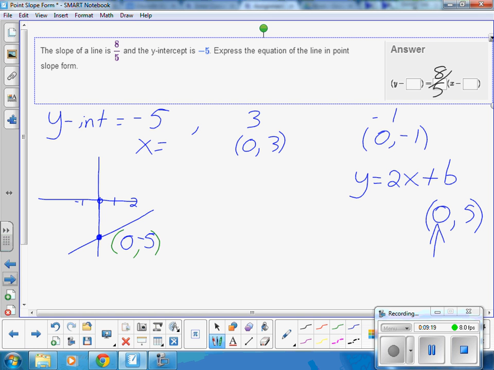So in this problem, getting back to this particular problem, the slope is 8/5. I put that in. The y-intercept is a negative 5. Because of that, that implies it is 0, negative 5 from all the explanation I just did. So that means my y is a negative 5, my x is 0. And that is how you do that problem. I only have one of these to show you, but it's the same for all of them. Good luck.